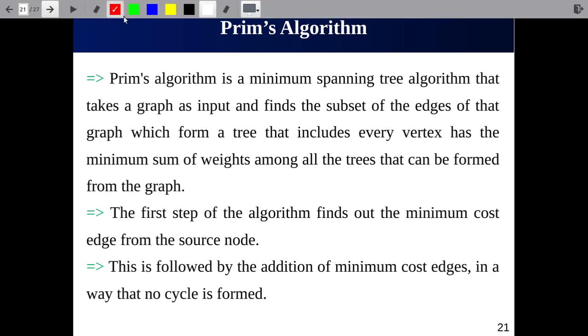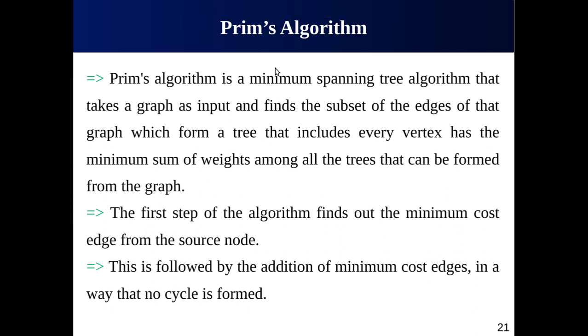One thing I would like to say is that in Prim algorithm, we have to focus on the node. Remember, in the Kruskal algorithm, we were focusing on the edges, the minimum edge. But here we have to focus on the initial node. What is going to be the initial node to start the operation of our algorithm? So the first step of the algorithm is to find out the minimum cost edge from the source node. You do not have to pay attention to the edges. In the first step, you have to select any source node and then find the minimum cost edge from that source node.